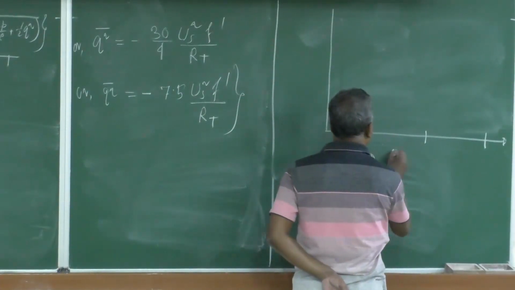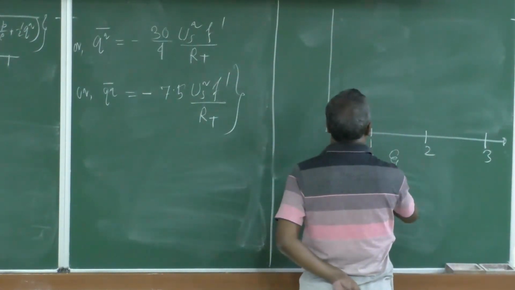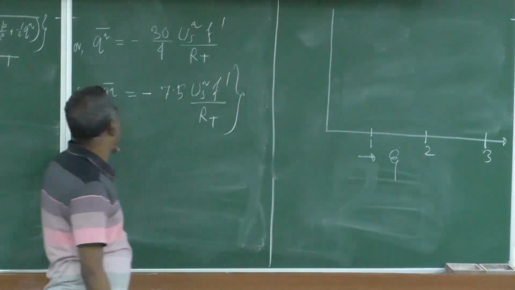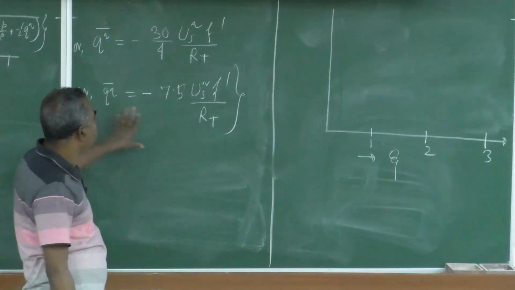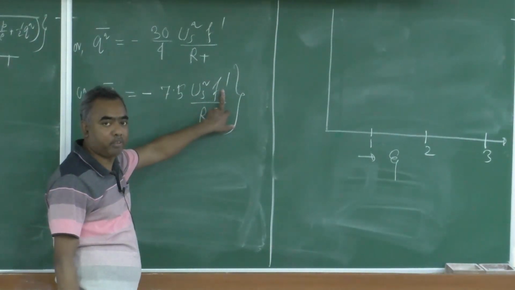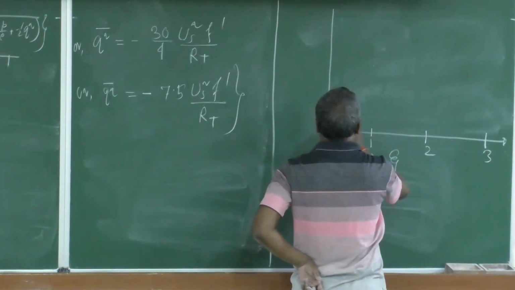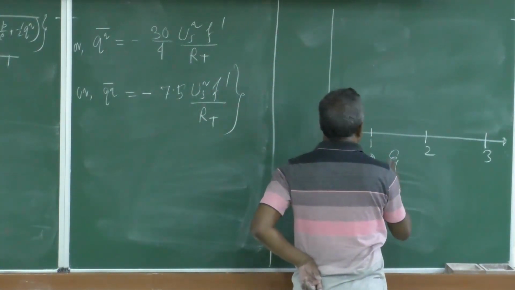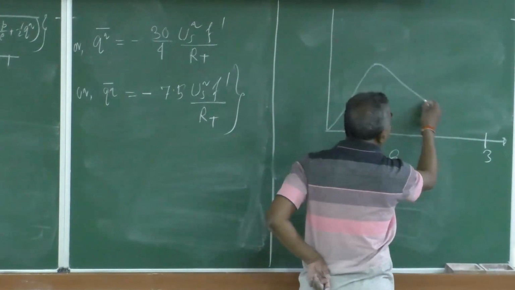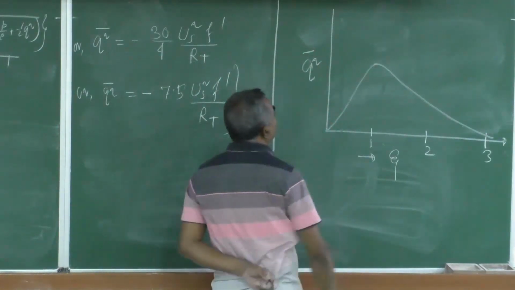This is the y axis, this is 1, 2, 3. So if you see, this quantity is going to be maximum somewhere where this f prime is going to be maximum. So f prime is going to be maximum somewhere at j is equal to 1. That means this variation is going to be something like this. So this is q square bar, the way it varies.